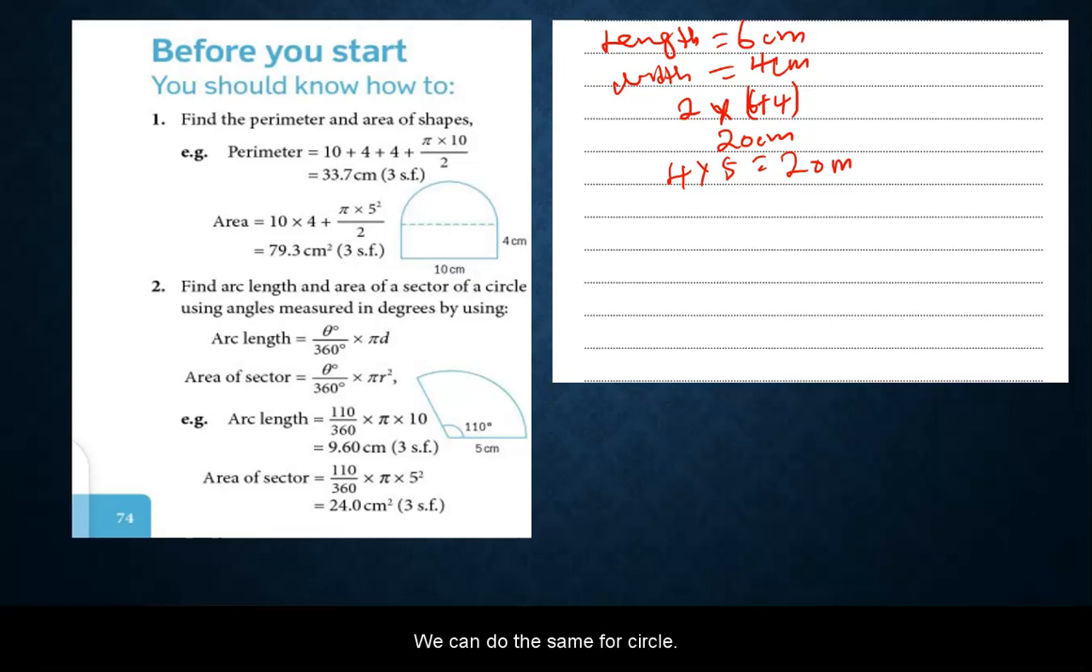We can do the same for a circle. Take for instance the perimeter given in this example: we have 10 plus 4 plus 4 plus pi times 10 divided by 2. We will look at how to find the area and perimeter of different shapes in the calculations ahead. Again, in number 2, we are supposed to find the arc length and area of a sector of a circle.